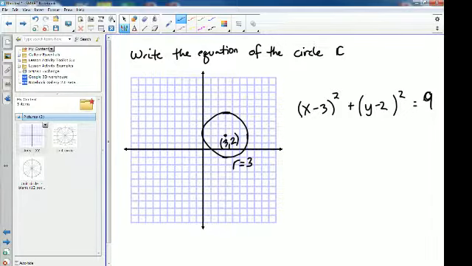And we have to find the radius, and that's because you have to count. Can you count? Right? Very good.